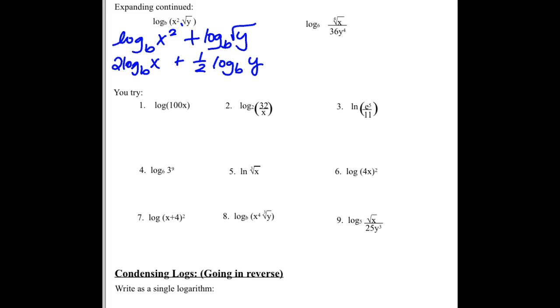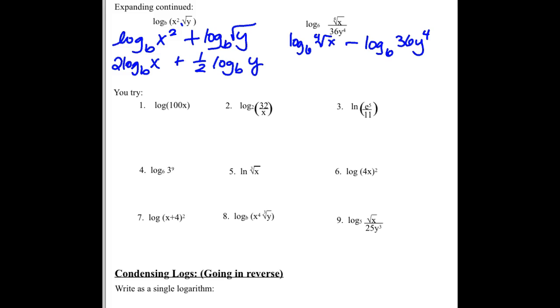Yeah, let's pull apart the division. Separate what's on top from what's on the bottom. So this is going to become log base 6 of the 4th root of x, then minus log base 6 of 36y to the 4th. Okay? Now, I want you to watch carefully on this one because there's a few tricks that a lot of kids miss.